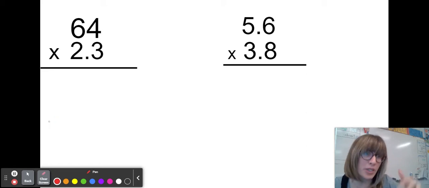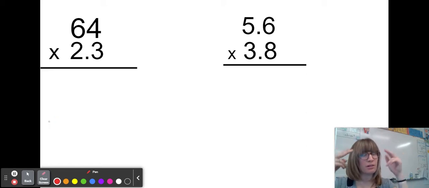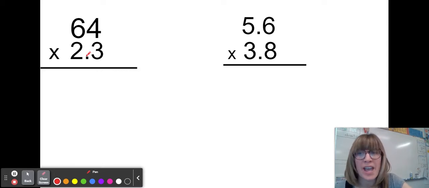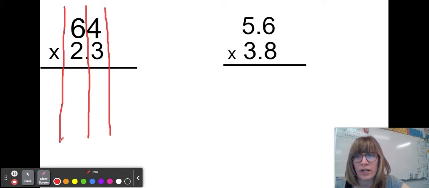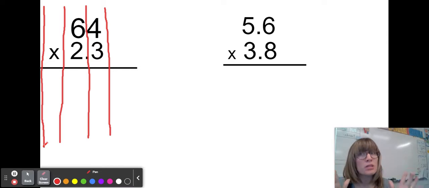All right, so we are multiplying a two-digit number by a two-digit number, but what you'll notice is new is we have a decimal in here. So we are going to stay nice and tidy. And as we get tidy, you'll notice I just sort of ran right over the decimal there. When we're multiplying decimals, we're going to pretend like it's not there. So we're going to come back to it at the end.